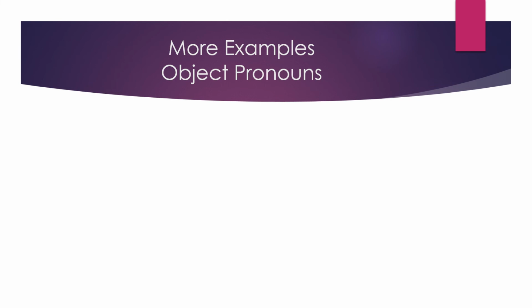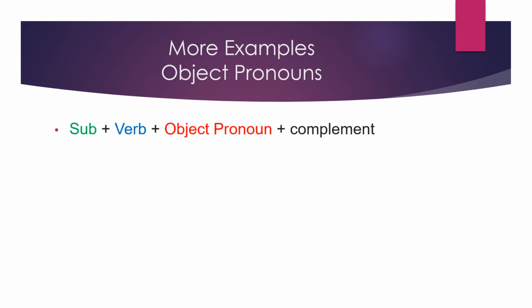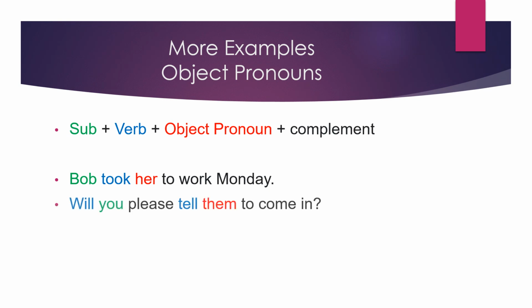On the other hand, we have examples of object pronouns, and we will follow a formula as well. Subject, verb, and then the object pronoun, plus the complement of the sentence. Bob took her to work Monday. Her is the object pronoun, which is right after the verb took.